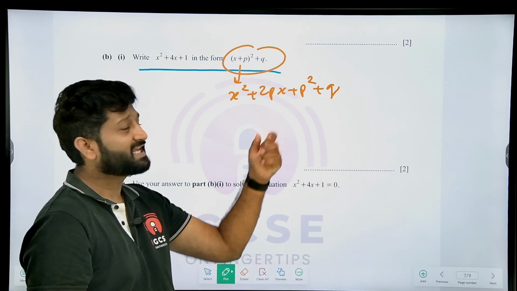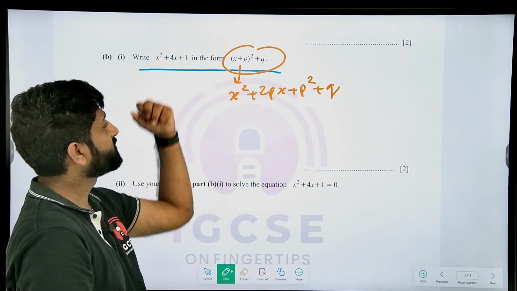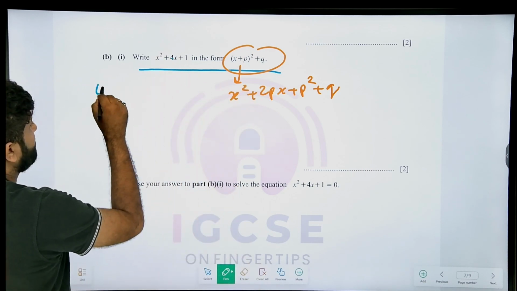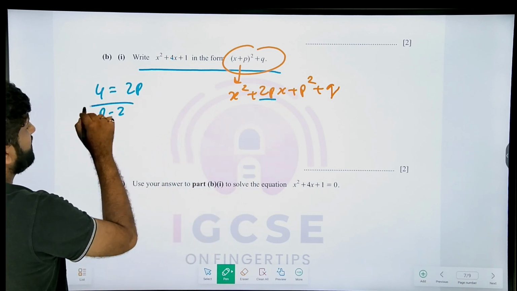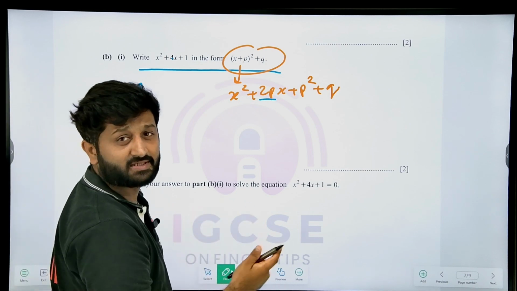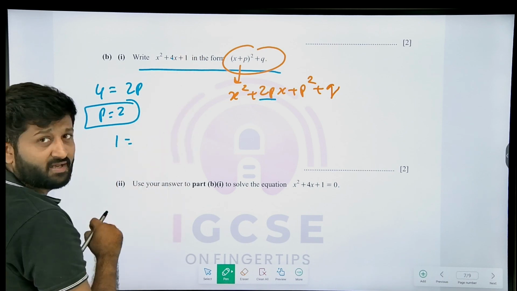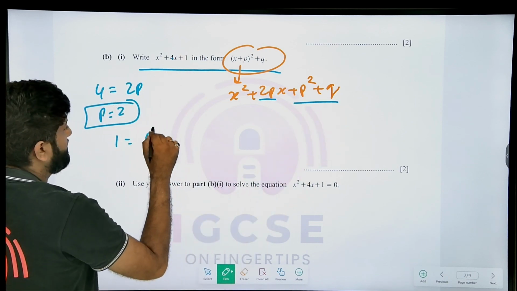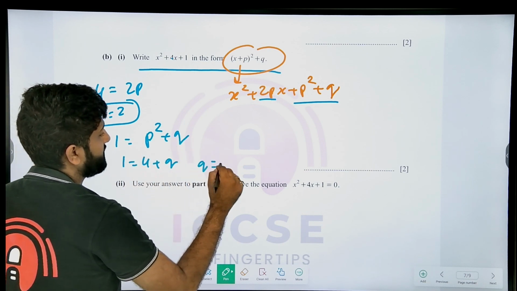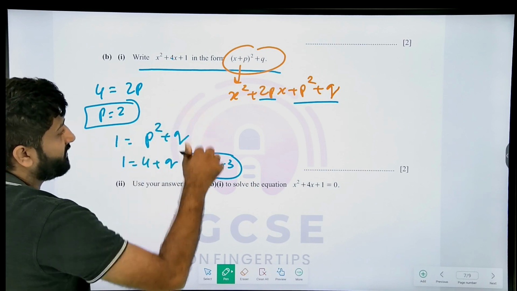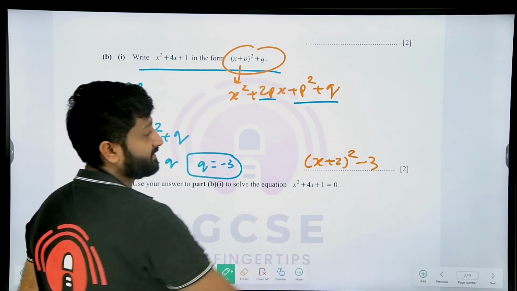Now I need to compare the coefficients. The coefficient of x squared is 1 and here also it is 1. The coefficient of x is 4 over here and here I have 2p, so p is 2. The constant term, the term which does not contain x, is 1 over here and here it is p squared plus q. So 1 equals 4 plus q, so q is negative 3. So this form is (x plus 2) squared minus 3.